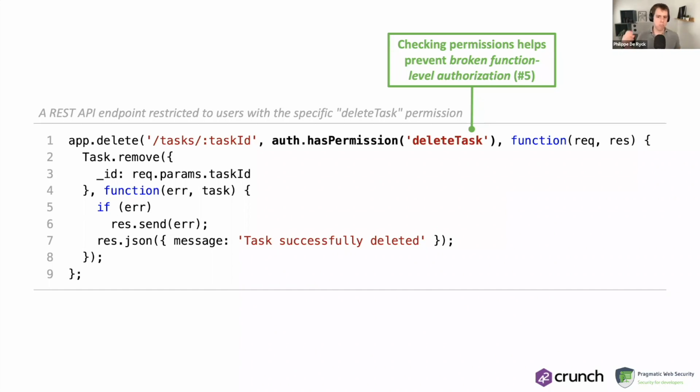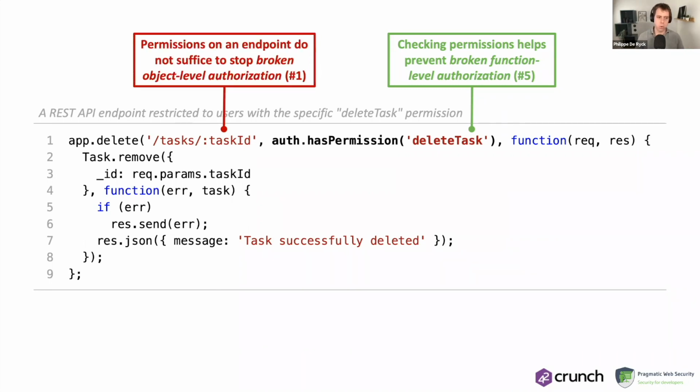Good job, right? Done. We followed guidelines and we now have a solid implementation. But it's not that simple, because we still have number 1. Number 1 is more severe than number 5, as you can tell from the ranking in the top 10. And number 1 is broken object level authorization. Checking permissions is fine, but let's say Colin and I are both logged into our to-do application, and we both have permission to delete tasks. Am I allowed to delete Colin's tasks and Colin delete my tasks?